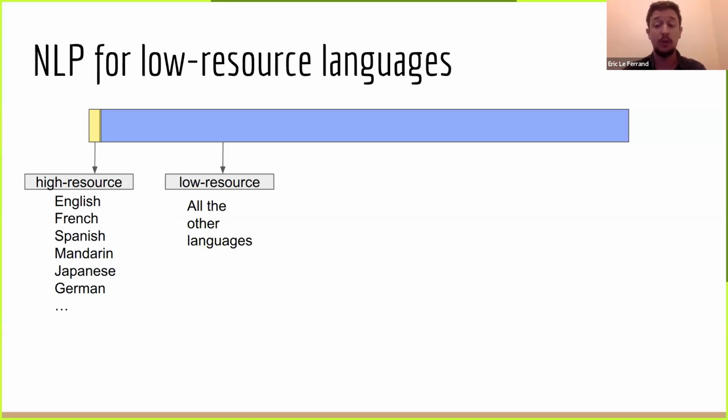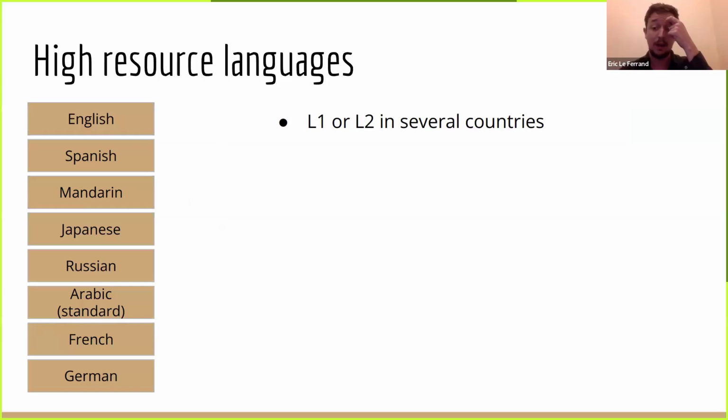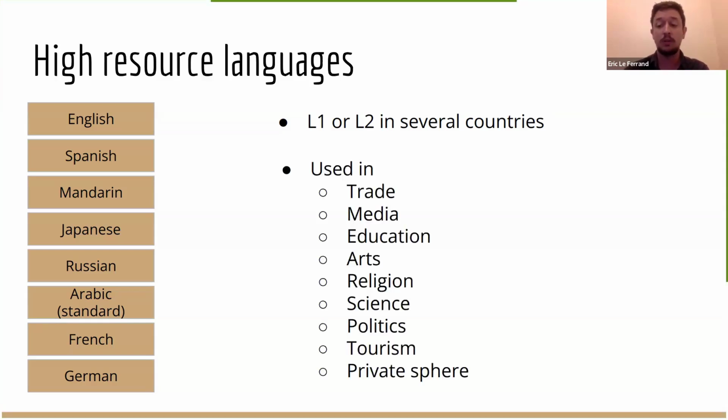I want to have a closer look at these high resource languages to see what they have in common. I have selected these 8 languages that are spread across 6 continents. They are all known as first or second languages in several countries. Additionally, they have a large range of use. These languages are spoken in international trade, in the media, education, the arts, religion, science, politics, tourism, and of course the private sphere and familial or social settings. These languages have a socio-economic value that triggers the need to create language technologies for them.